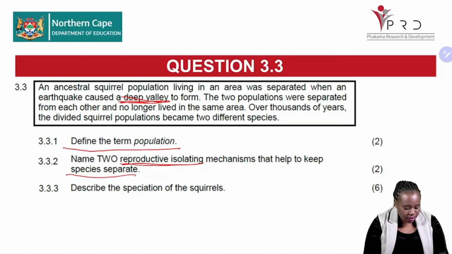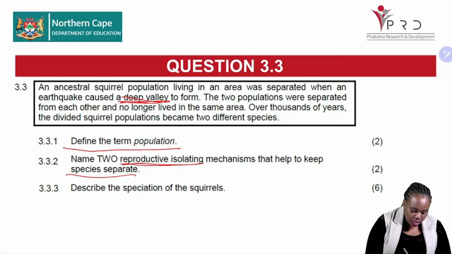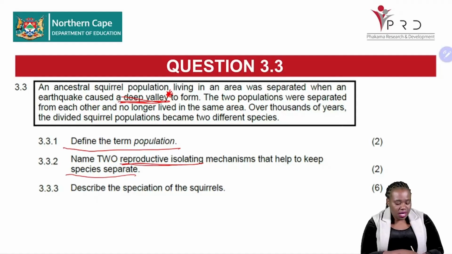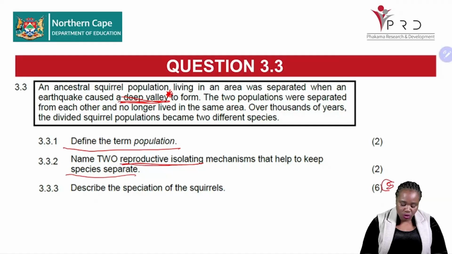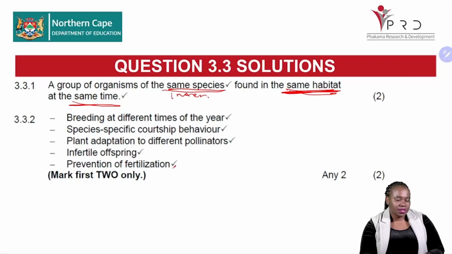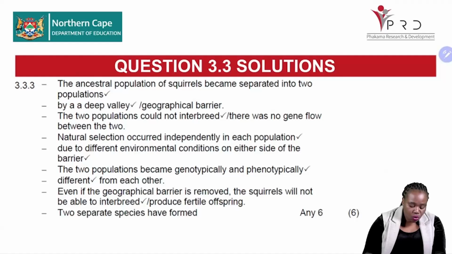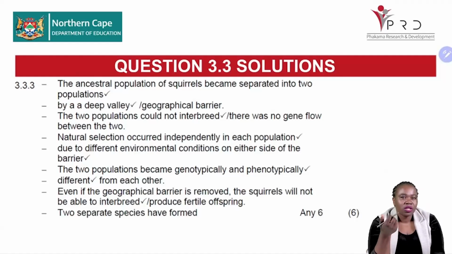So a deep valley can be an example of that geographical barrier, and this should be mentioned when you are answering your question, because it usually is a compulsory mark, meaning that if you do not mention that they were separated by a deep valley, you are automatically going to be marked out of 5, as you will not be getting that 1 mark for mentioning the type of geographical barrier that is separating those organisms. All right. Okay.